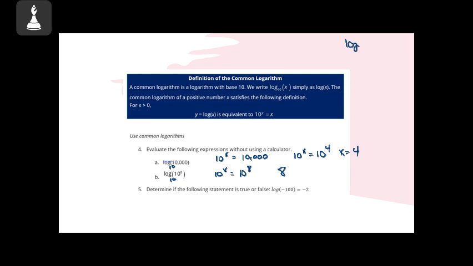Determine if the following statement is true or false. The log of negative 100 equals negative 2. Now, we need to go back to some of those things we said at the beginning of this section, where the value that we're evaluating cannot be negative. So this piece must be positive. So this is false. We cannot do this. If you try to type the log of a negative number into a calculator, it's going to give you an error. We can't do it.